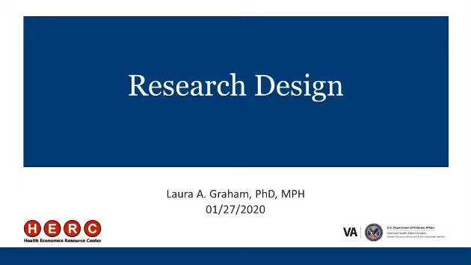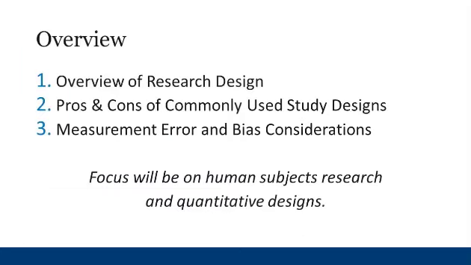So, first, an overview. We'll talk a little bit about what research design actually means, the pros and cons of commonly used study designs, and then we'll finish up with some discussion of measurement error and bias considerations. And in keeping with the seminar series, our focus is going to be on human subject research and quantitative research designs, which are things that you're most likely to see in HERC research and also in the VHA data. So hopefully this will be useful. Probably a little bit of an overview. Some of it is things that you've already heard in a review, but hopefully it does get you thinking about some of your research design questions.